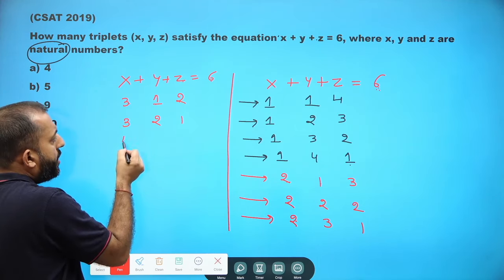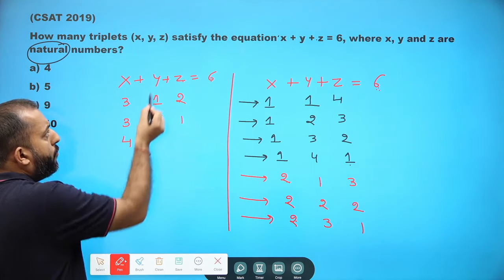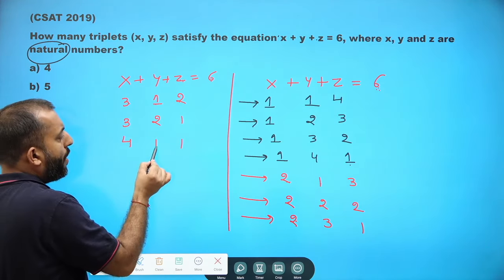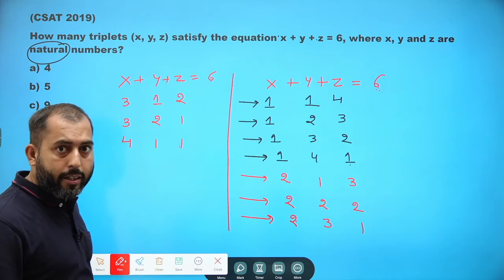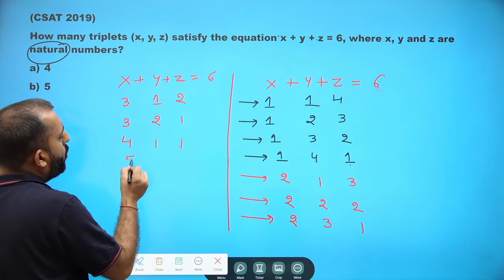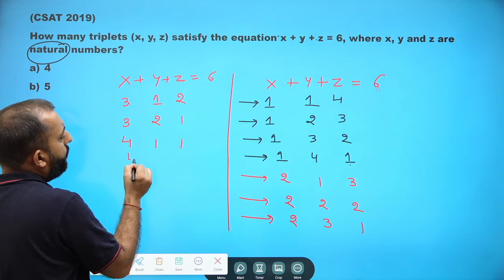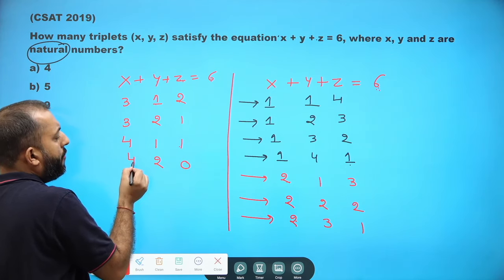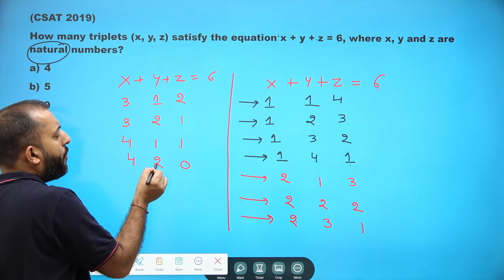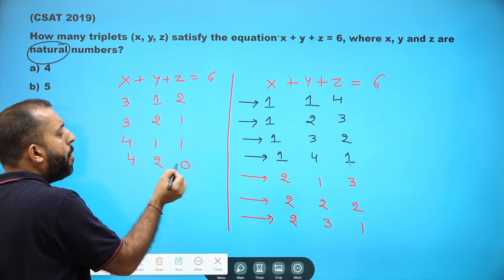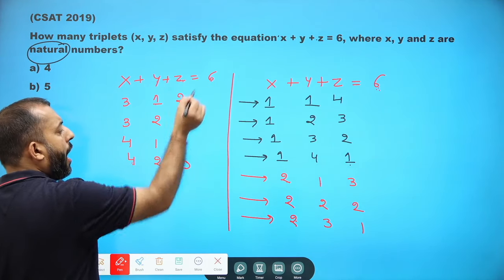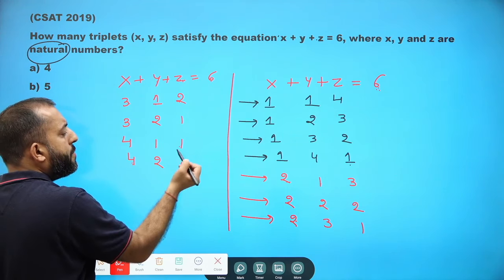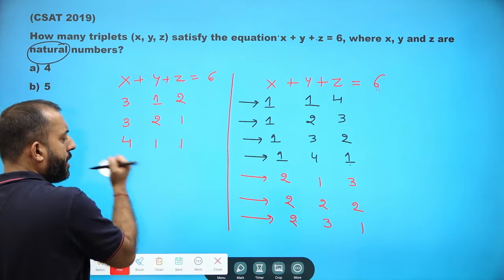Next, what if x equal to 4? If x equal to 4, then y can be 1 and z can be 1. 4 plus 1 plus 1 is what? 6. Now, if x is 4, then can y be equal to 2? No. If we consider x to be 4, y to be 2, then 4 plus 2 plus 0 will make 6, and z is a natural number, so the value of z cannot be 0. So this case is not considerable.